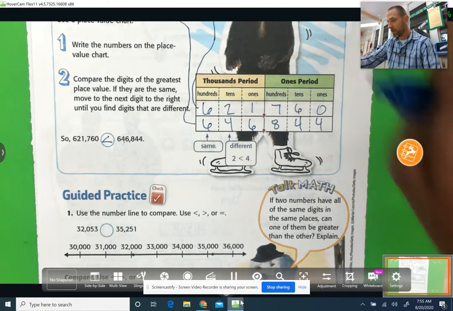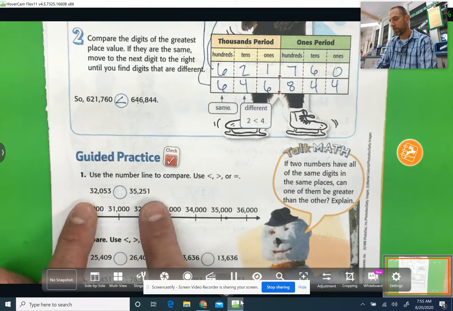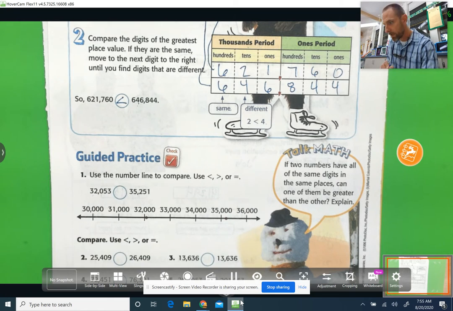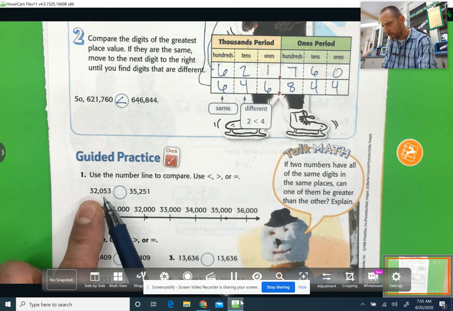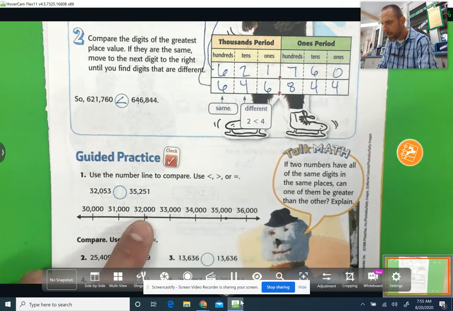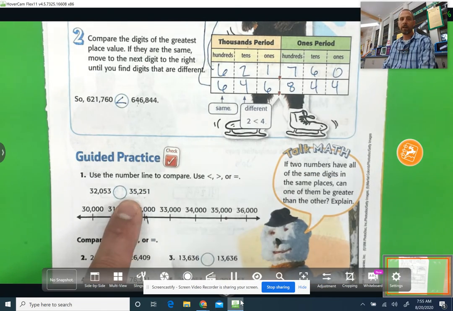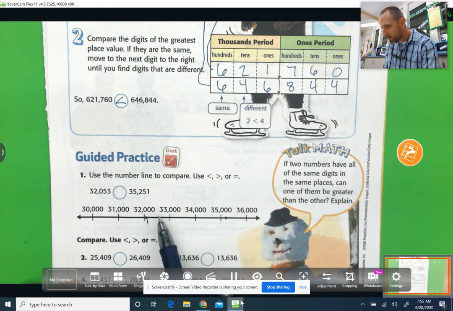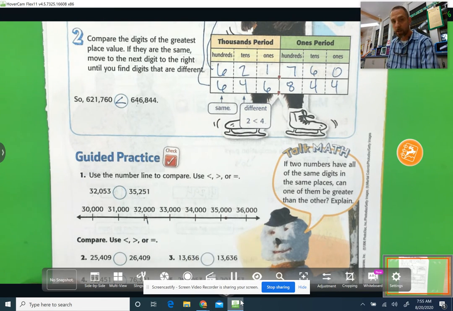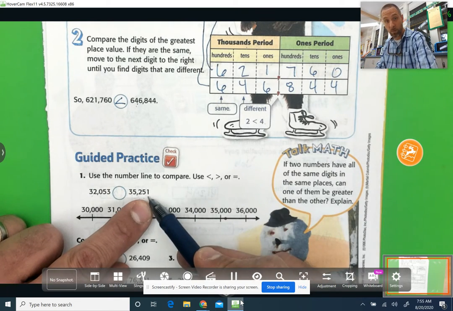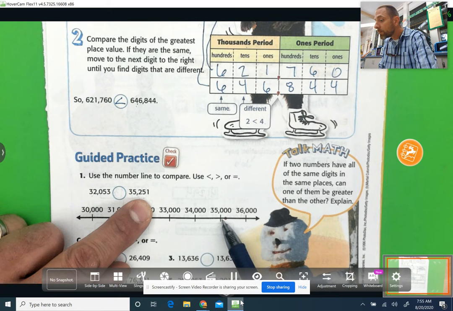Our guided practice here, we're going to use the number line to compare these 2 numbers. And so first, we got to figure out which one are we looking at. This one is 32,053. Okay, so I got 30,000, 31,000, 32,000. I know that this number is going to fall somewhere in this area, and in fact, it does. It's right there. Now I can look at my second number, 35,251. Well, here's 32,000, 33,000, 34,000, 35,000. Well, I know that because this is 35,000 and it's 251, I am certain that that number is sitting right there, just past the 35,000 mark.